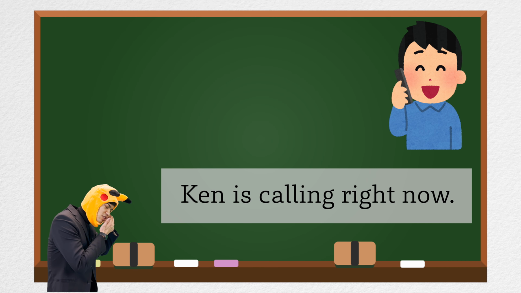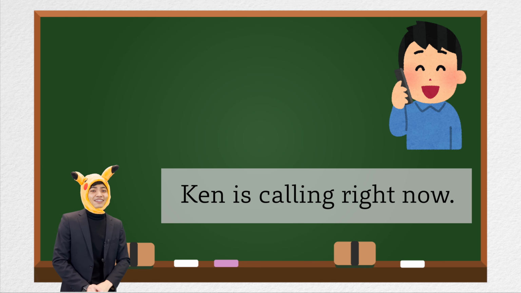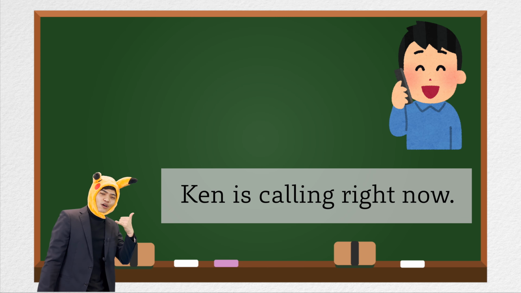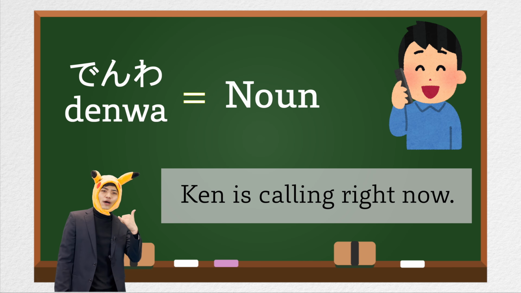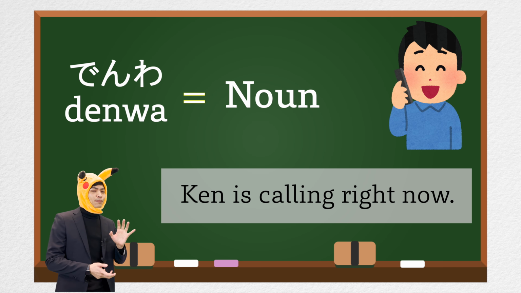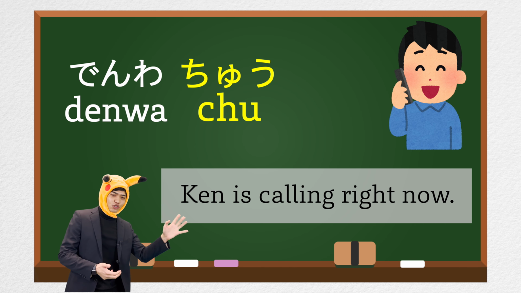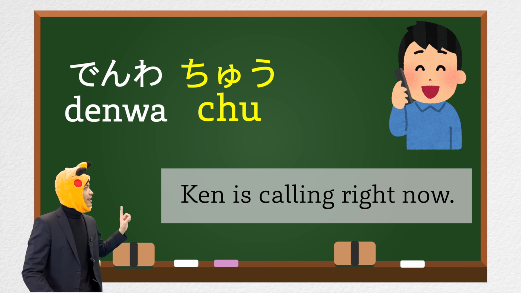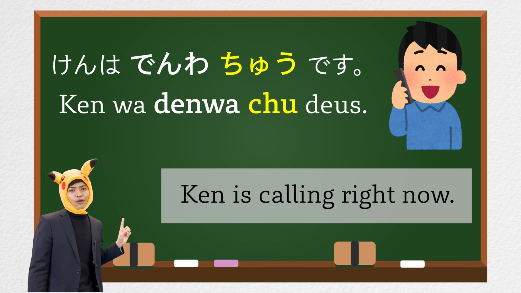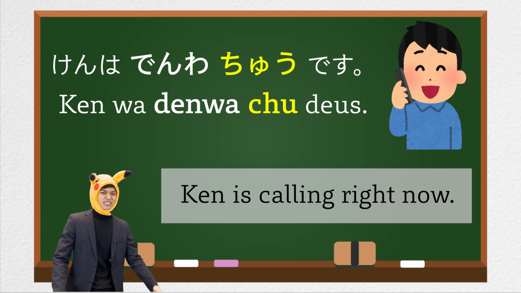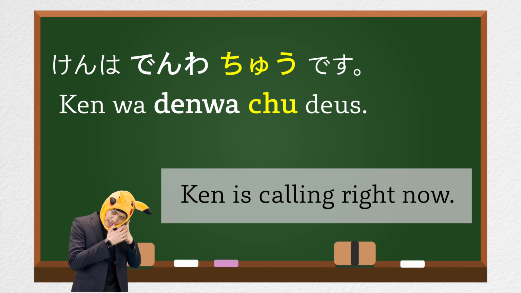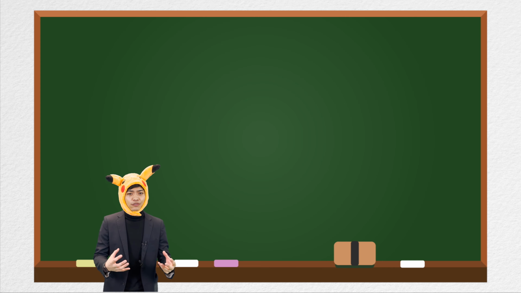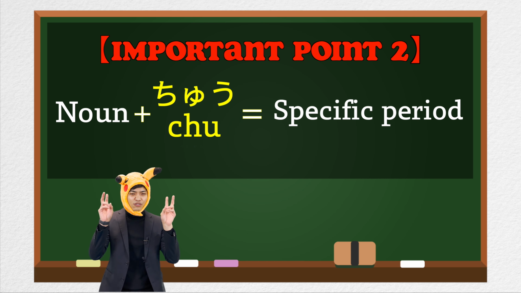Ken is calling. もしもし. Ken is calling right now. You can use, yes, 中. Calling is 電話. This is also a noun. So 電話 plus 中, 電話中. So ケンは電話中です. Ken is calling right now. Okay, so in addition, noun plus 中 can be a specific period or specific span, which means like during.